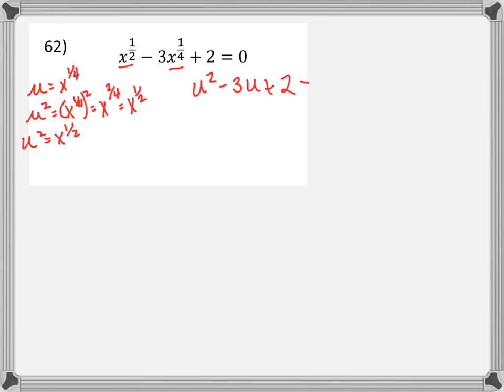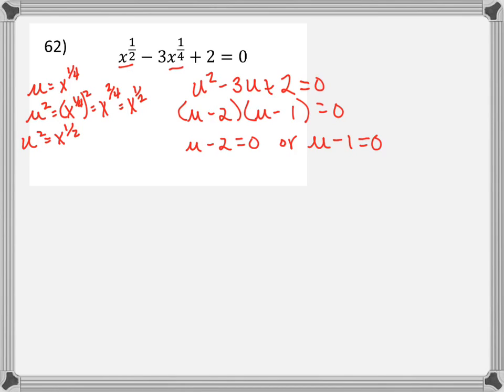Substituting in, we get u squared minus 3u plus 2 equals 0. Again, this is a quadratic equation that factors easily. So what are numbers that multiply to 2 and add up to negative 3? Negative 2 and negative 1. So we can write u minus 2 times u minus 1 equals 0. Using the zero product property, we'll set u minus 2 equal to 0 or u minus 1 equal to 0. Solving the first equation, we'll add 2 to both sides, u equals 2. Solving the second equation, we'll add 1 to both sides, u equals 1.